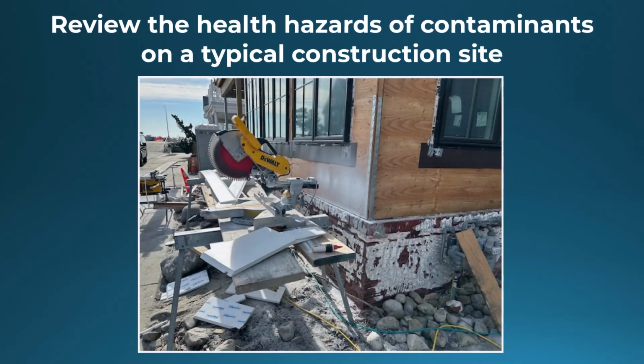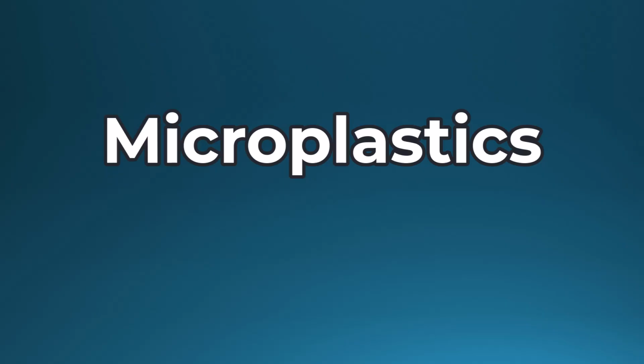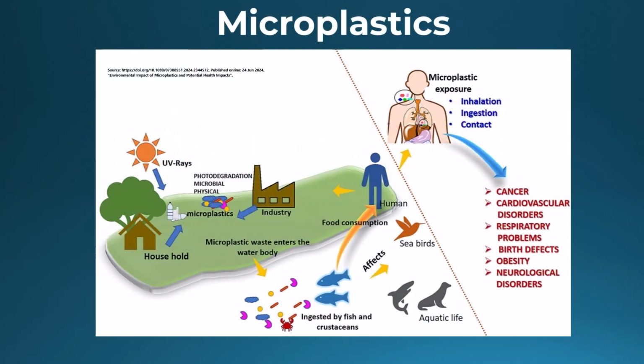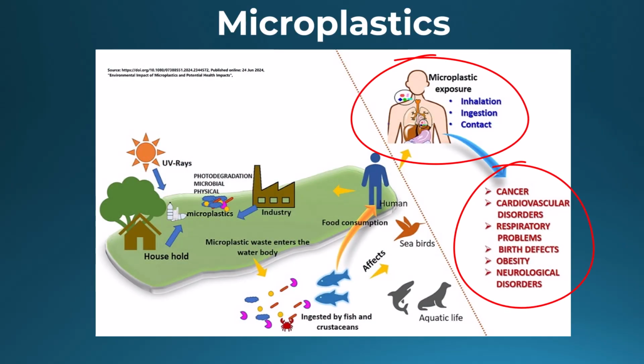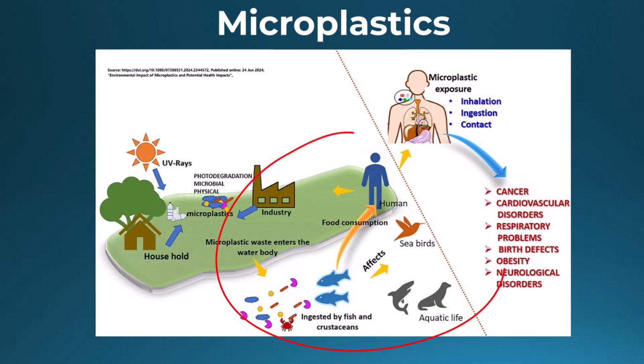We will start by reviewing the health hazards of the majority of contaminants produced on a typical construction site. The health effects of microplastics. Microplastics have been detected in numerous organ systems, including the cardiovascular, digestive, endocrine, respiratory, and urinary systems. They've been found in body fluids like the blood, placenta, breast milk, and organs such as the brain, heart, lungs, kidney, and liver. Microplastics can become airborne and ingested by any mammal that breathes, such as humans, cats, dogs, bunnies, and other animals found in our environment.